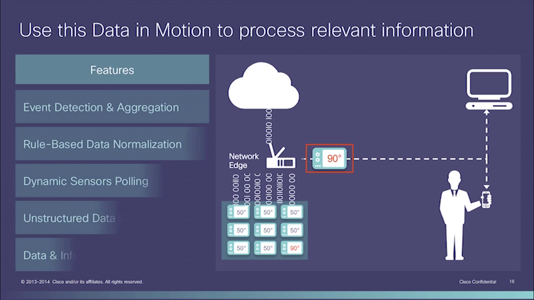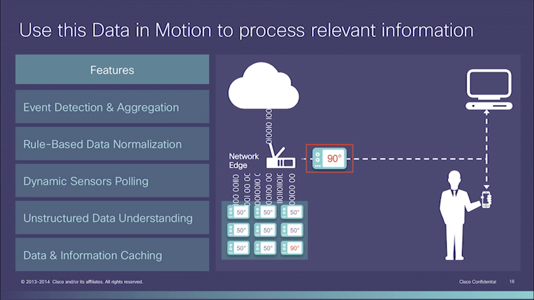This entire data and motion system detects the issue and then uses role-based data normalization to bring the problem to light. Dynamic sensor pooling keeps track of all endpoints, while the cloud uses data understanding and information caching to provide more robust analysis. With IOX, you can process relevant information and turn it into action.